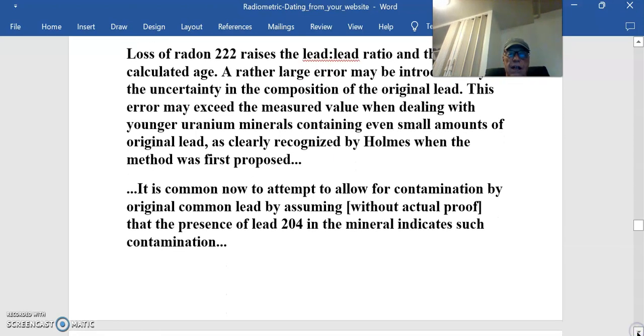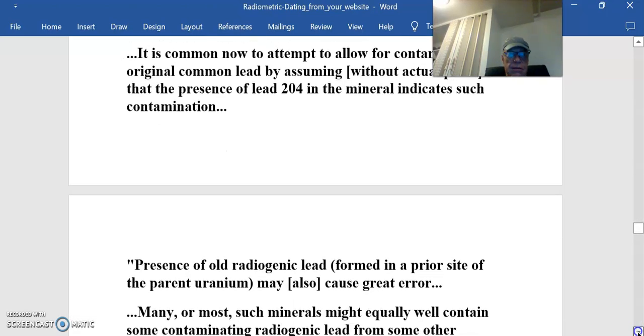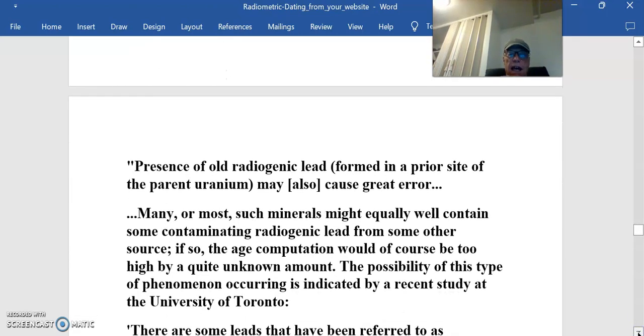It is common now to attempt to allow for contamination by original common lead by assuming, without actual proof, that the presence of lead-204 in the mineral indicates such contamination. Presence of old radiogenic lead formed in a prior site of the parent uranium may also cause great error. Many or most such minerals might equally well contain some contaminating radiogenic lead from some other source. If so, the age computation would of course be too high by a quite unknown amount.